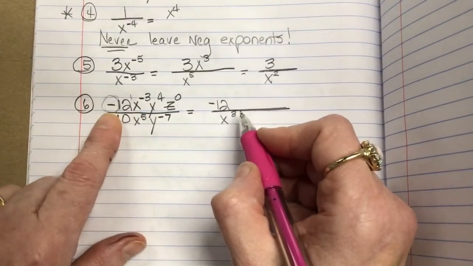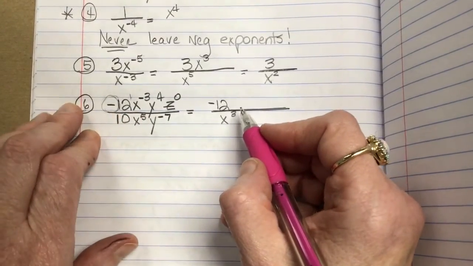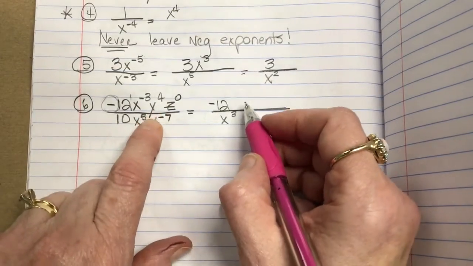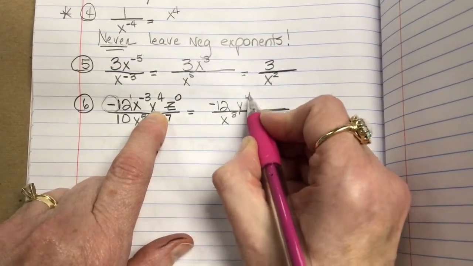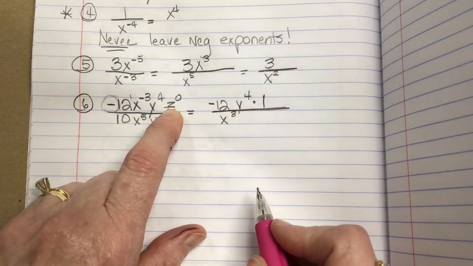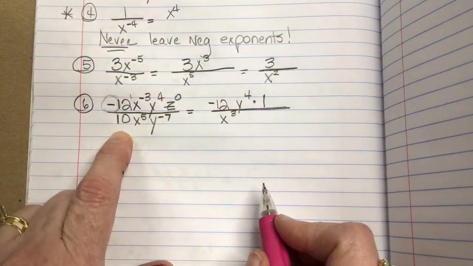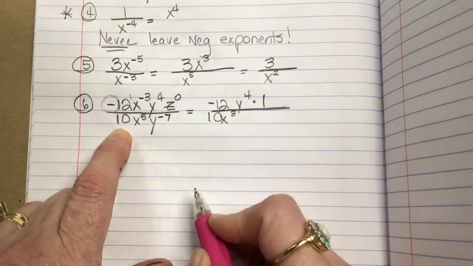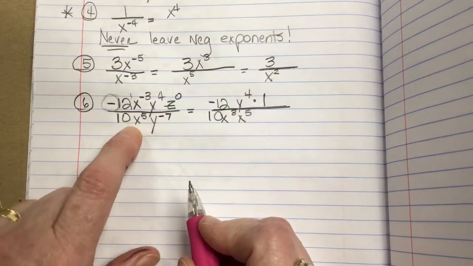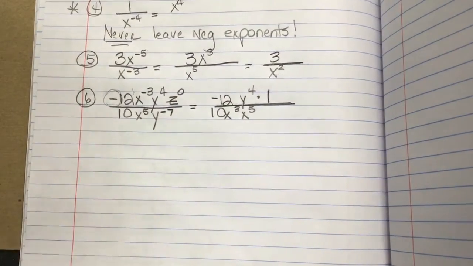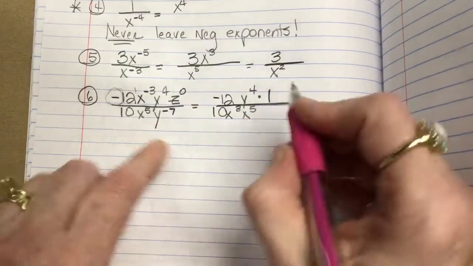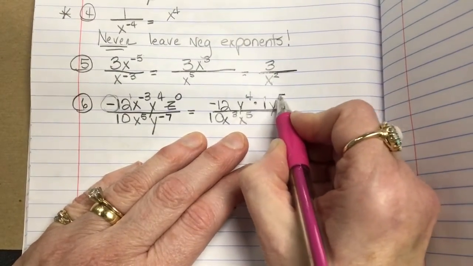See, I haven't even done anything with the 10 yet. I don't really care what order you put them in because it's commutative. We can clean it up when we get ready. The y to the 4 stays on top. And I'm going to go ahead and write that z to the 0 as a 1. I'm going to go ahead and put times 1. And on the bottom, my 10 stays on the bottom. My x to the 5th stays on the bottom. See, it's not a negative x. Everybody will start switching everything. And then what are you going to do with that y to the negative 7? You're going to move him to the top.